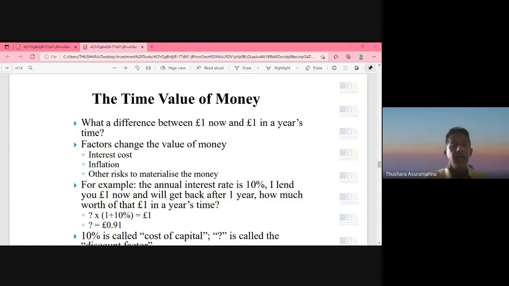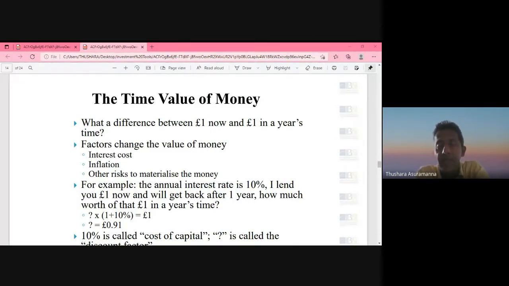Right. Then come to the time value of money. Again, very important concepts. How we are trying to understand the time value of money is with a very simple example: the difference between 1 rupee or 1 pound now and in a year's time. Everybody knows that there is a difference, right?